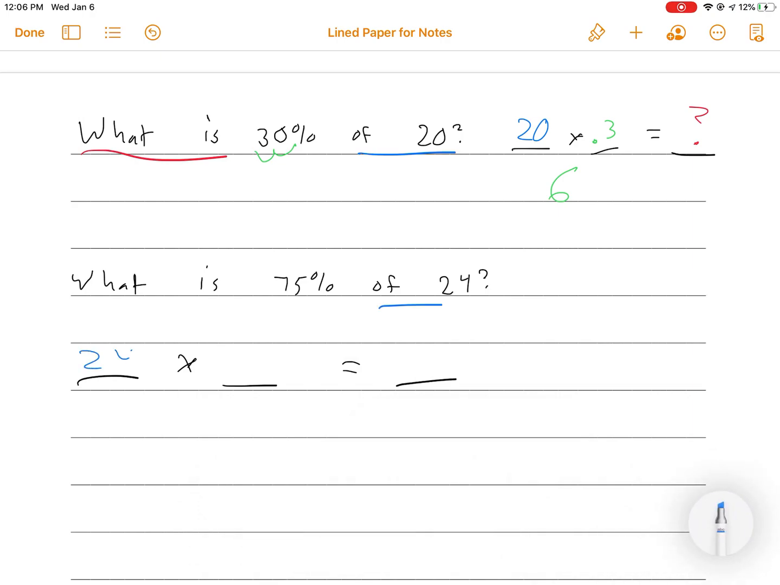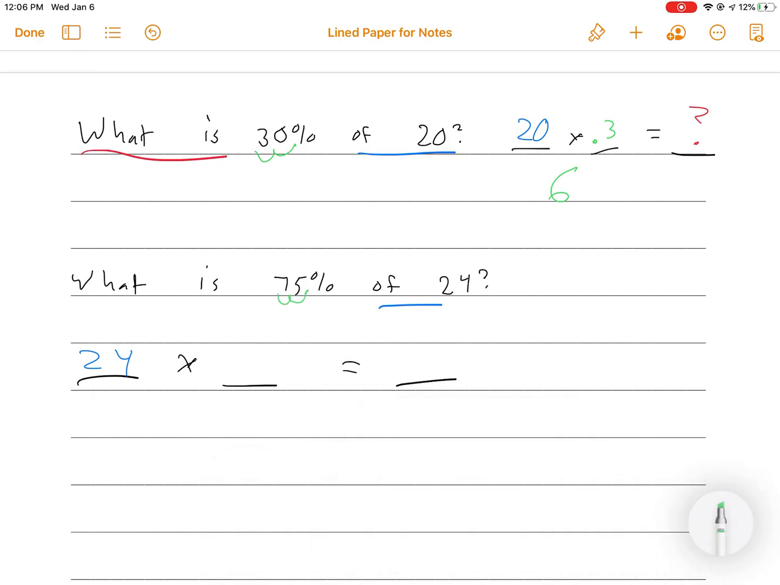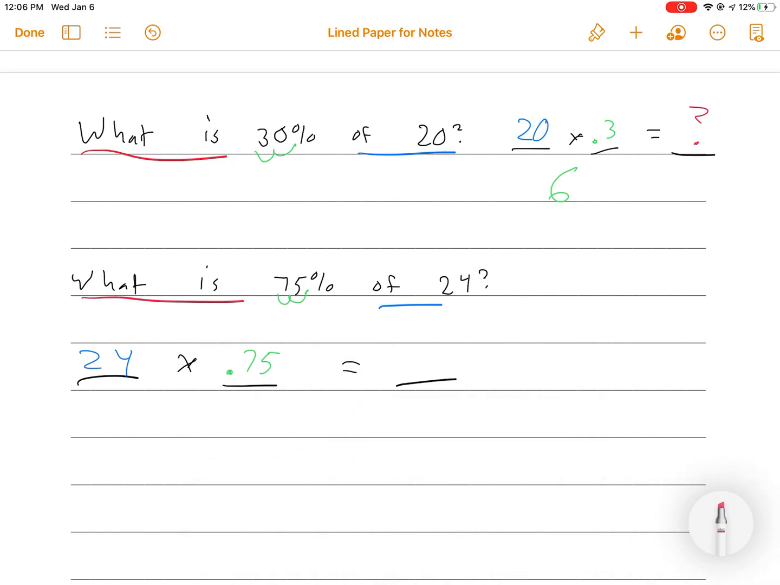If I remember OD, then my of number is going to come first. The decimal equivalent to my percent number is going to come second. So I took 75% and I turned it into 0.75, or 75 hundredths. And then my is number has what next to it? So that's what I don't know. All I have to do is do 24 times 0.75 and I should get 18. So 18 is 75% of 24.